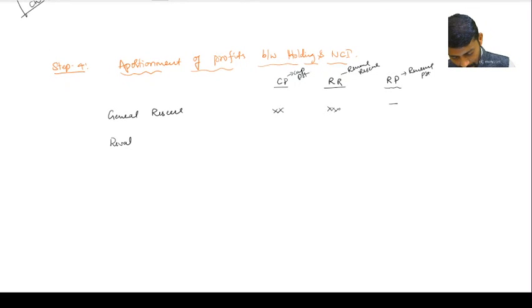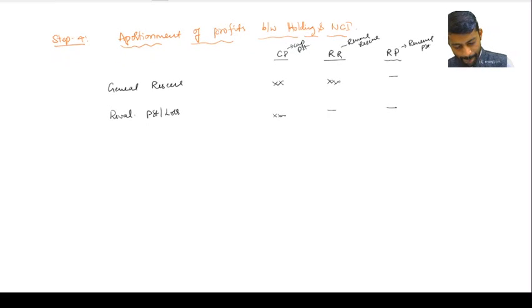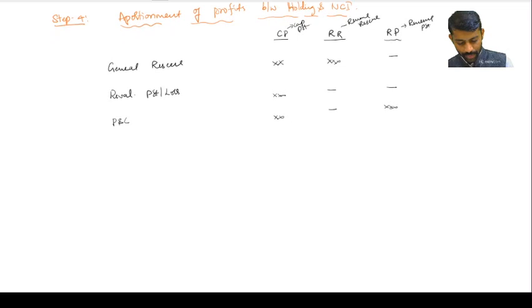Next, revaluation profit or loss. This we check on the date of acquisition, not on the date of consolidation. If it is a revaluation on the date of acquisition, it is purely a capital profit or loss. Next, P&L: the opening balance is a capital profit, and if it is post-acquisition, it is a revenue profit. Next, there will be a fair value change, or fair value profit or loss.